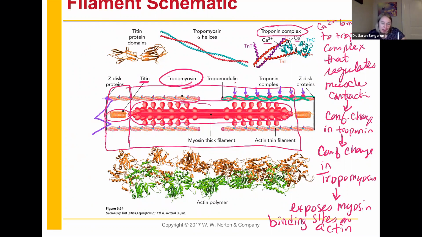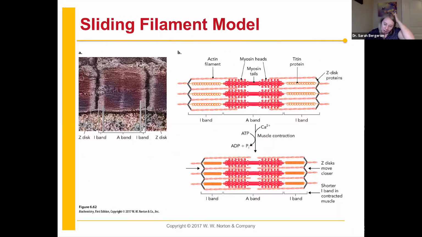So that's what it allows. If you have no calcium, the troponin and the tropomyosin are hiding those actin binding sites, and myosin can't see them. And so you're not going to have any contraction. But when you get calcium, everything undergoes a conformational change, and now myosin can see it. So let's see kind of how this looks.